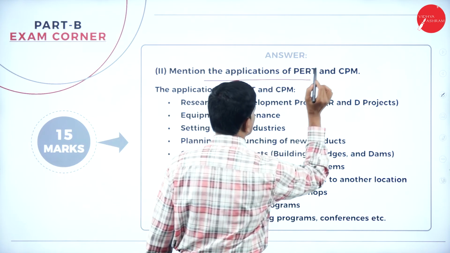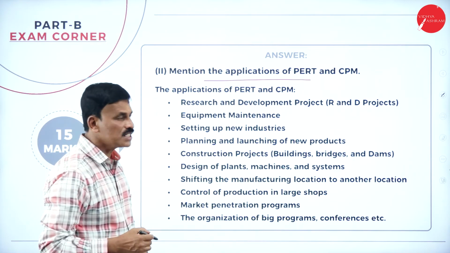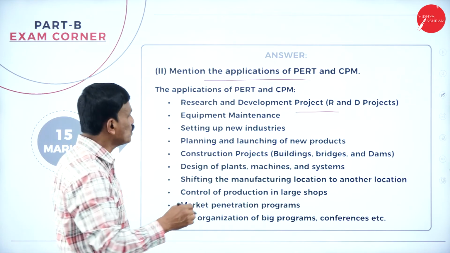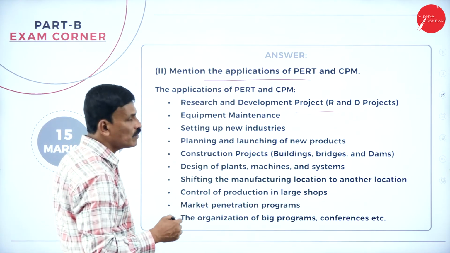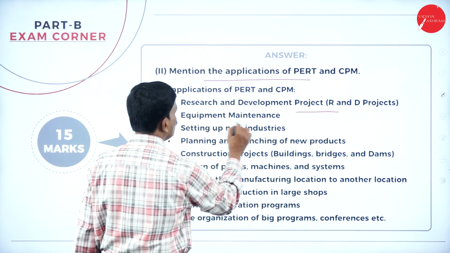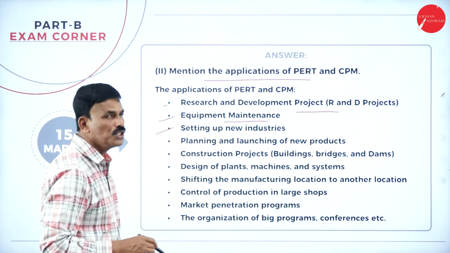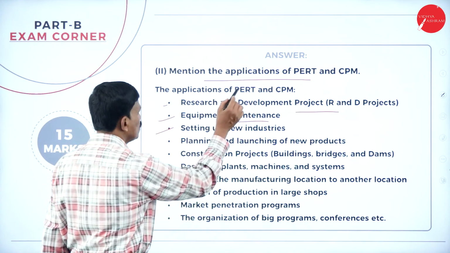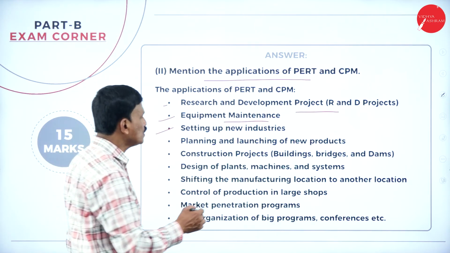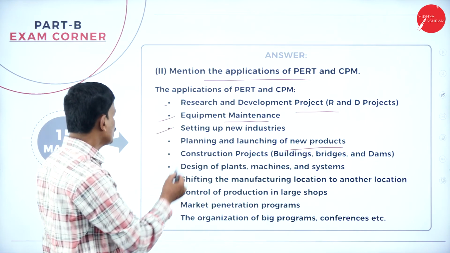We mention the applications of PERT and CPM. So what are the applications? The applications of PERT and CPM are research and development projects, that is R&D. PERT and CPM are useful for research and development projects, and also useful for maintenance of equipment, and also for setting up new industries. To set up new industries, we use the concept of PERT and CPM. It is also useful for planning and launching a new product. So to plan and to launch a new product, we use this.